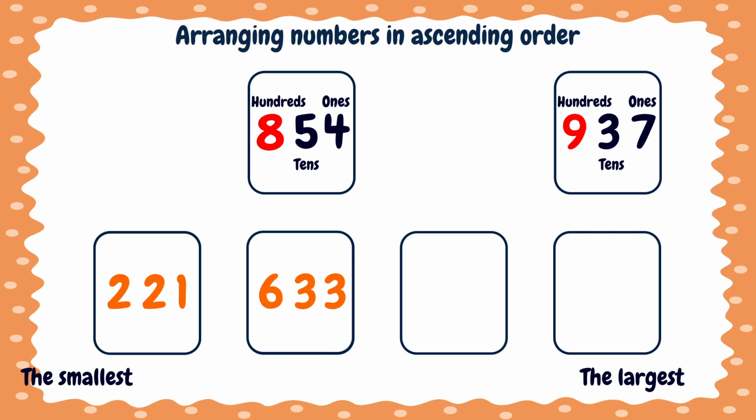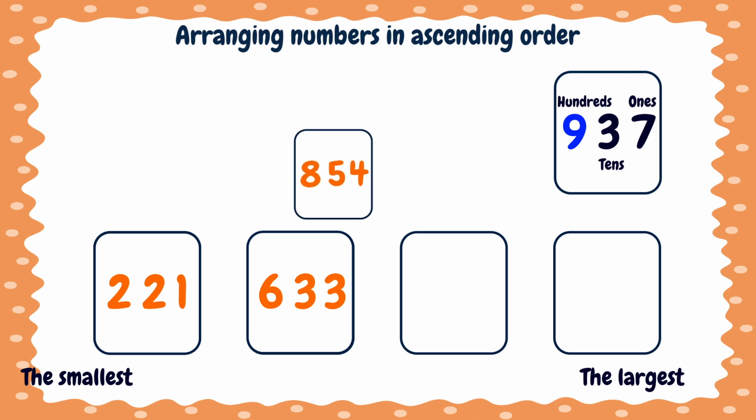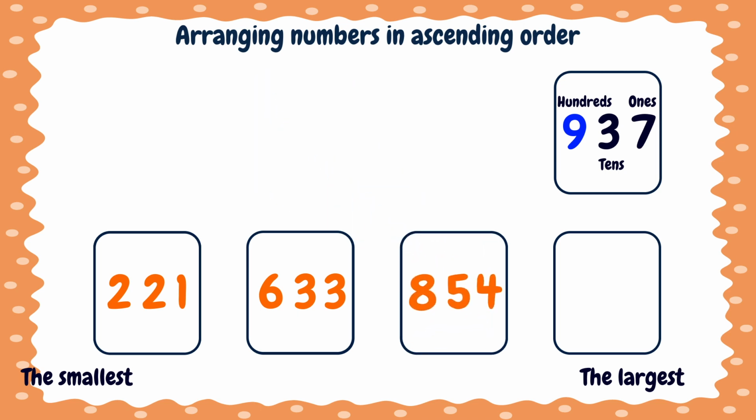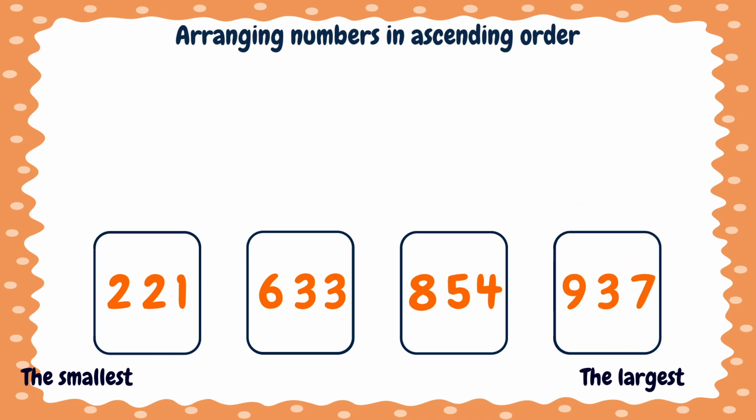Nice. We have 2 numbers left. Here in the hundreds place there is 8, and here is 9. Which one is the smallest? 8. Well done. So, the number 854 is the smallest. We will put the card here, and this card is the last one. We will put it here because it has the largest number, which is 937.